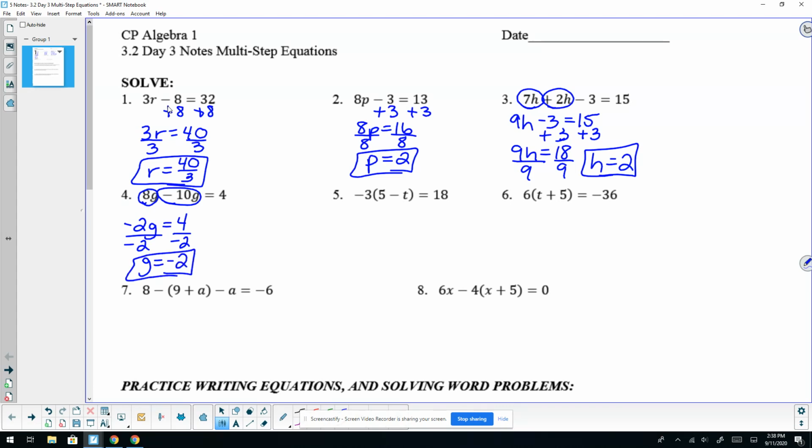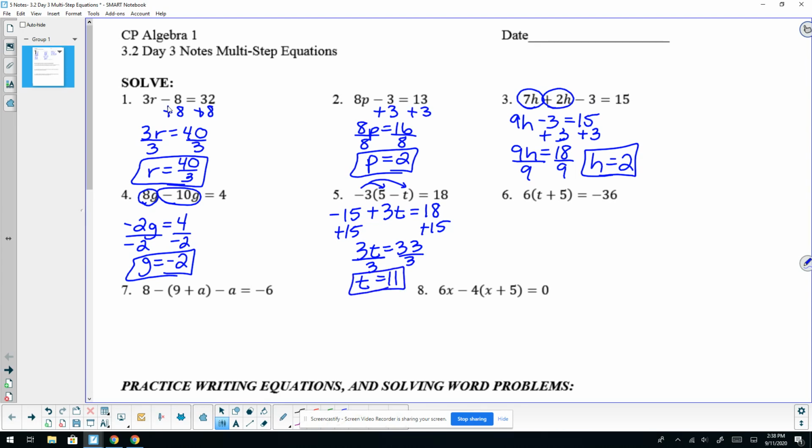On to 5. 5 is a distribution problem. So I'm going to go ahead and distribute negative 3 into the 5 and the negative t. Remember, you can only distribute until the end of the parenthesis you are distributing into. So negative 3 times 5 is negative 15. Negative 3 times negative t is positive 3t. That equals 18. You can add the 15 to both sides. 3t equals 33. Divide by 3. T equals 11.